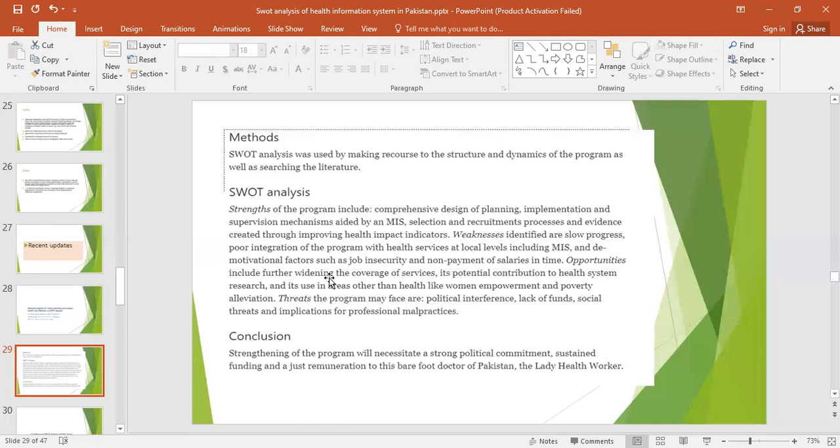Opportunities include further widening the coverage of services, its potential contribution to health system research, and its use in areas other than health like women empowerment and poverty alleviation. Threats the program may face are political interference, lack of funds, social threats, and implication for professional malpractices. Strengthening the program will necessitate a strong political commitment, sustained funding, and a just remuneration of these barefoot doctors of Pakistan, the lady health workers.